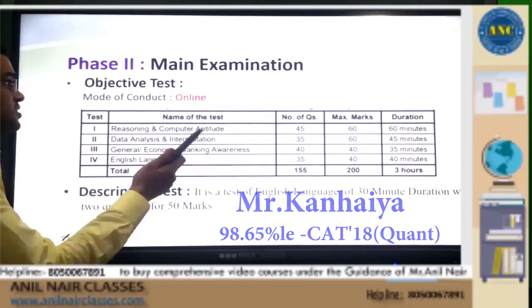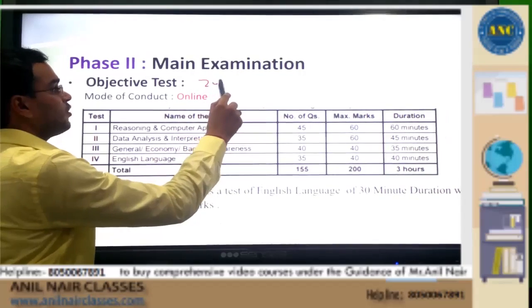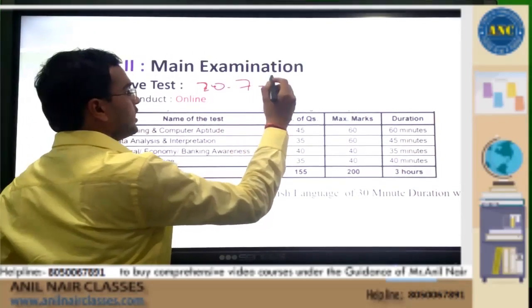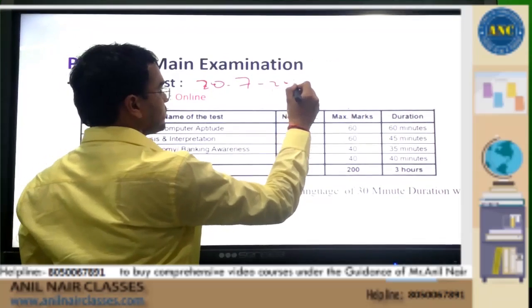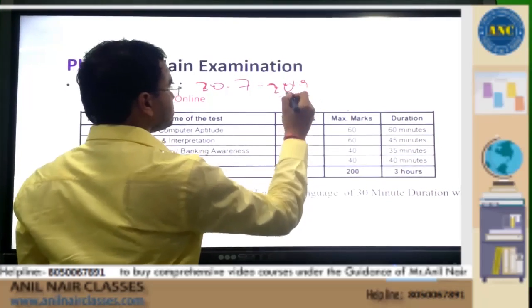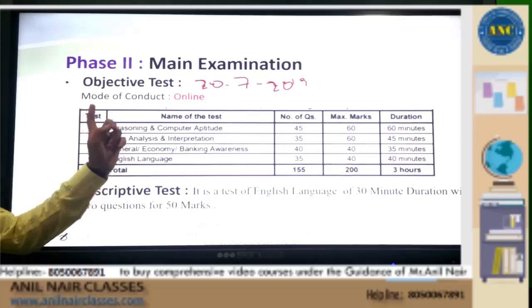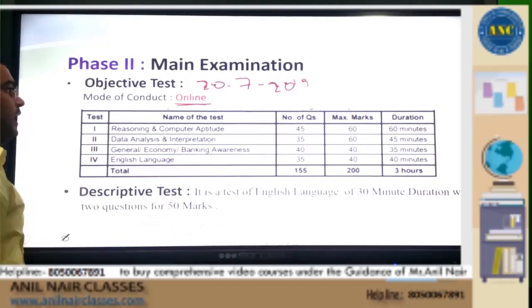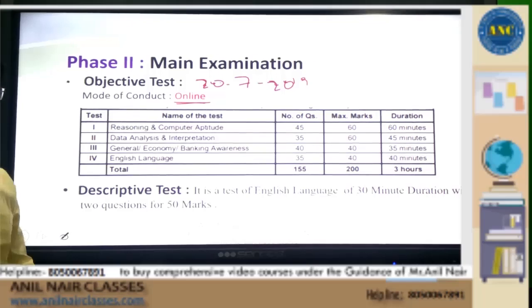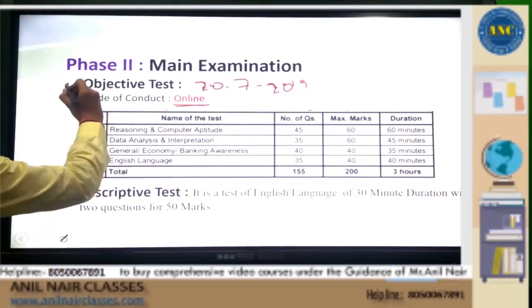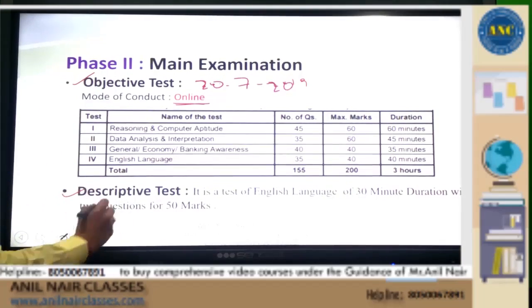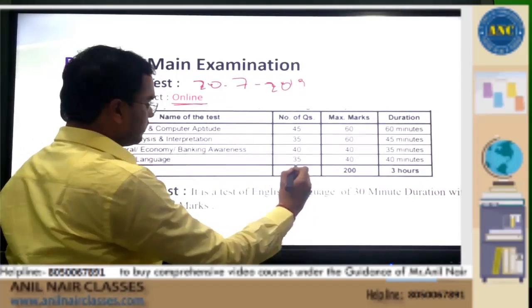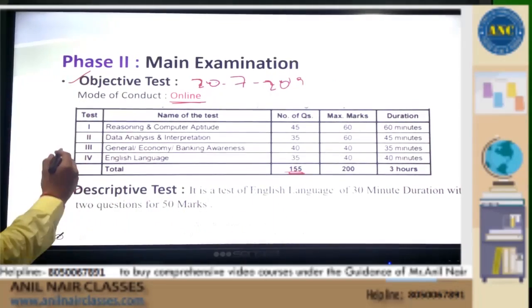The mains examination will be conducted on 20th of July, which we have read in previous slides. Again, the important point to note here is the mode of conduct is online, and there are two tests in this mains examination. One is the objective test, and the second one is your descriptive test. The objective test will have 155 questions ranging from different sections.